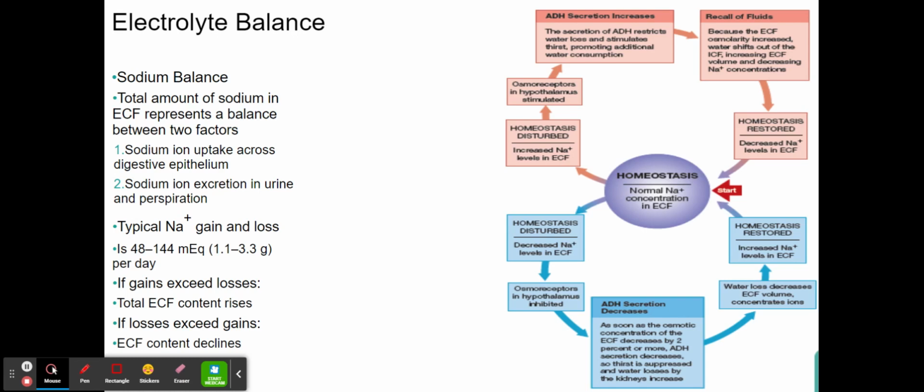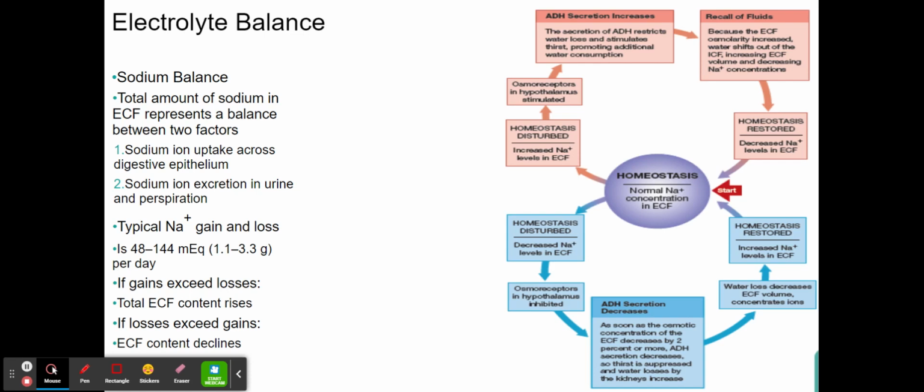When sodium gains exceed sodium losses, the sodium content in the ECF increases. When losses exceed gains, the sodium content decreases. However, a change in the sodium content of the ECF does not produce a change in the sodium concentration. When sodium intake or output changes, a corresponding gain or loss of water tends to keep the sodium concentration constant. For example, if you eat a very salty meal, the osmotic concentration of the ECF will not increase.